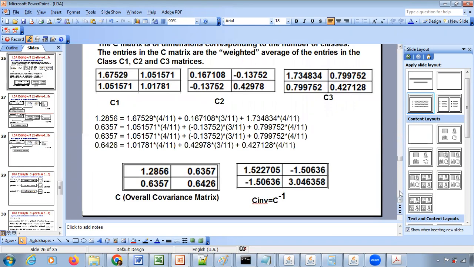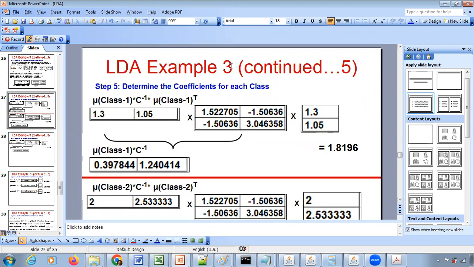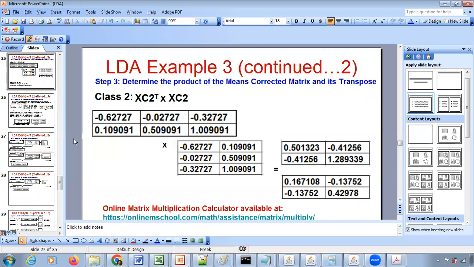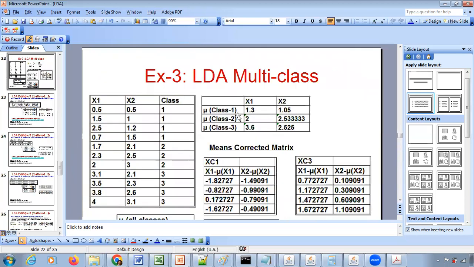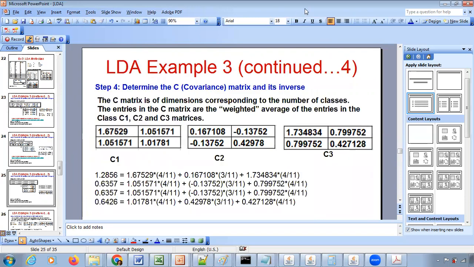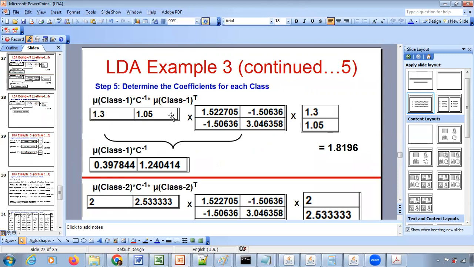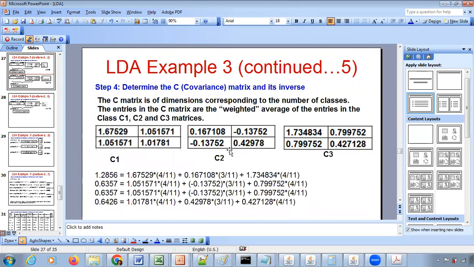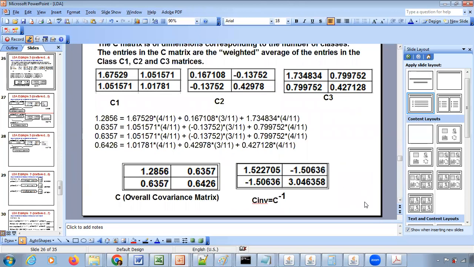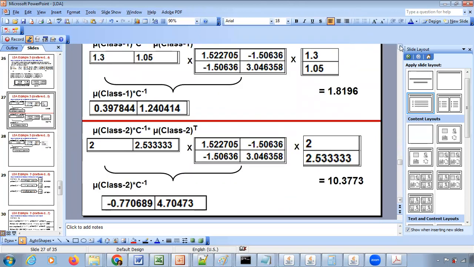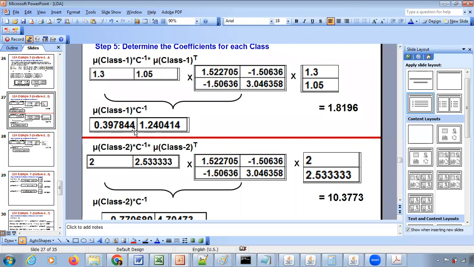So record those entries, that's the overall covariance matrix, and then use the inverse calculator to find the inverse of that, C inverse. Once you get the C inverse, you're ready to compute this quantity, and you also need to compute the intermediate product matrix. So mu class 1: we pick up the means that you computed for x1, x2 for the individual classes. So 1.3, 1.05 are the means of x1, x2 for class 1. You pick up that row vector and multiply it by the C inverse, which we just computed here. That's this intermediate product matrix. And multiply this product matrix with the transpose of 1.3, 1.05, you get the scalar quantity.